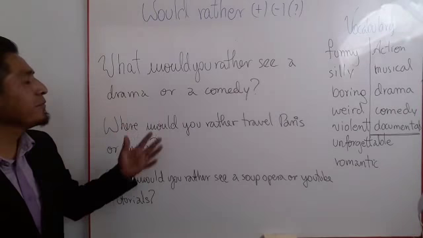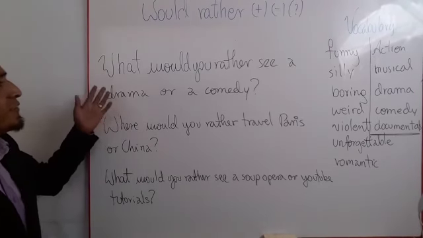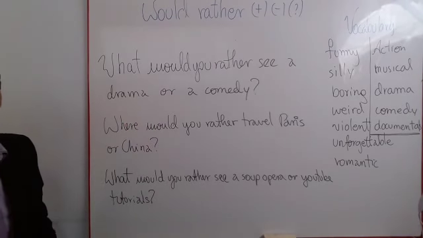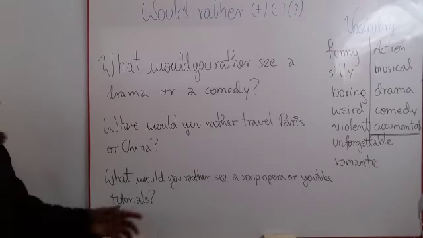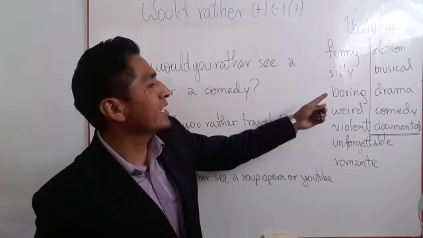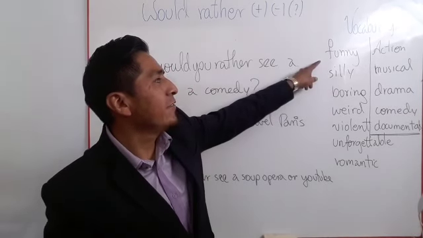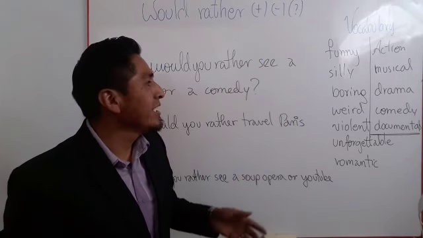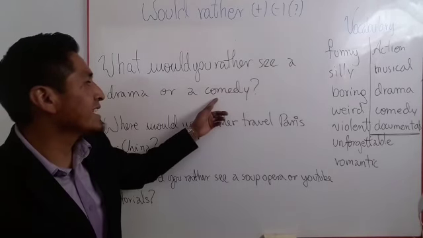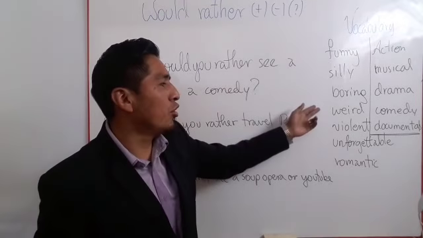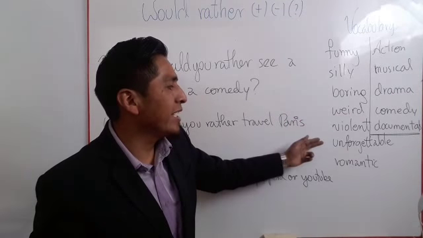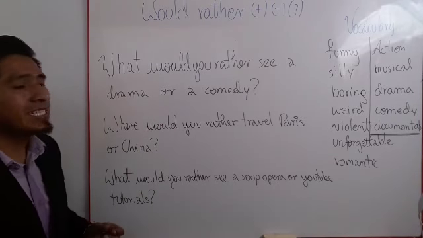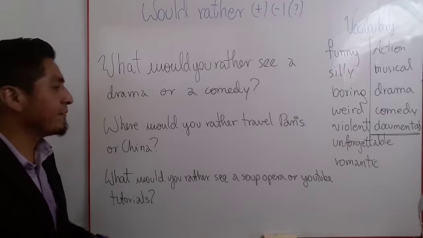Here we are with the questions for you, okay? So the first question comes like this. What would you rather see? A drama or a comedy? Okay? So you can use the vocabulary words. For example, I would rather see a comedy because a comedy is funny, sometimes silly, or it is unforgettable, etc. Or you can say, I would rather not see a drama because dramas are boring or they are weird, okay, etc. You can use the vocabulary there in order to express your preference or what you don't prefer, okay?